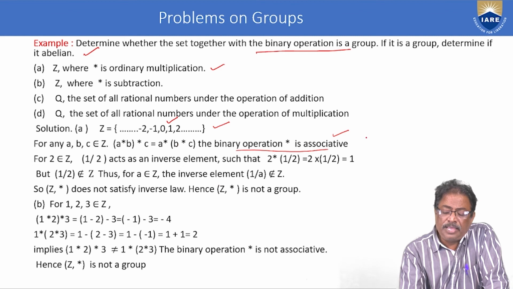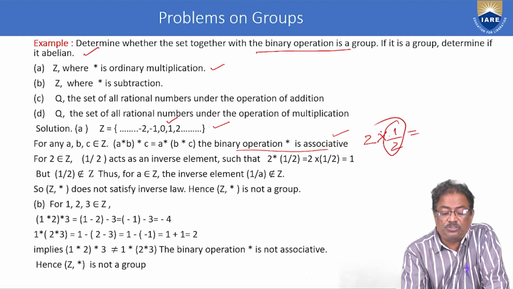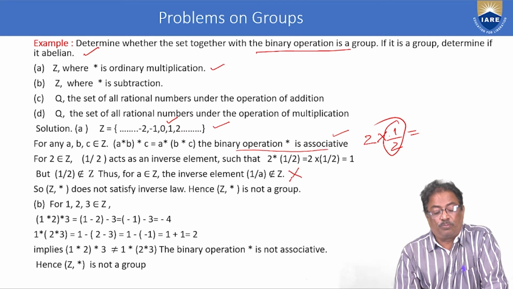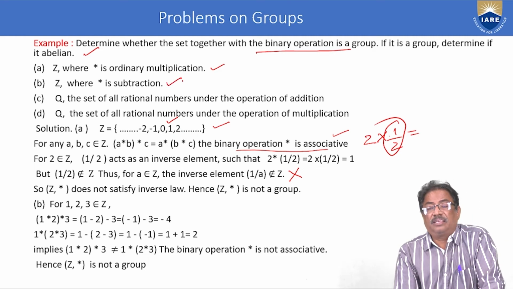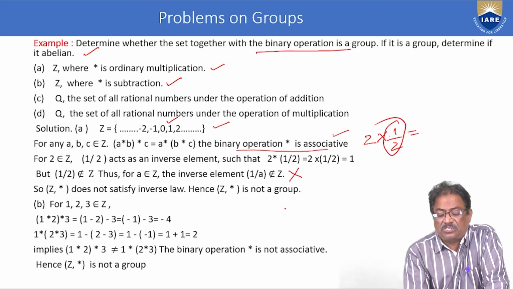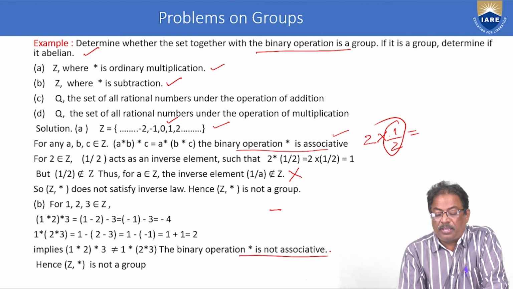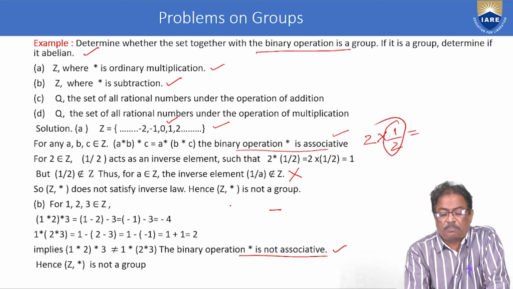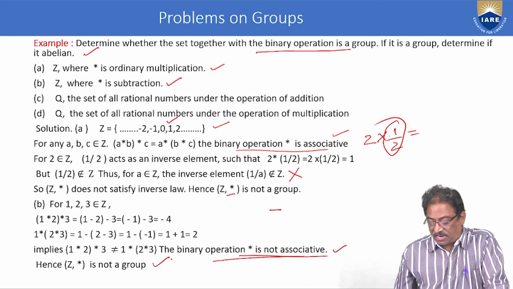But the element if I am considering 2, its inverse under multiplication is 1 by 2, and this 1 by 2 does not belong to Z. So the inverse is not there, so it is not a group. And the second one, the binary operation is subtraction. We already discussed subtraction is minus, which is not going to be associative. So in the semigroup, we have discussed those things, same one. So the subtraction is not associative, so it is not a group, and it is not even a semigroup.